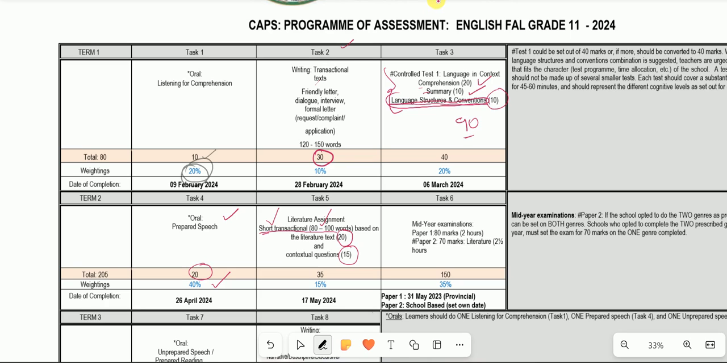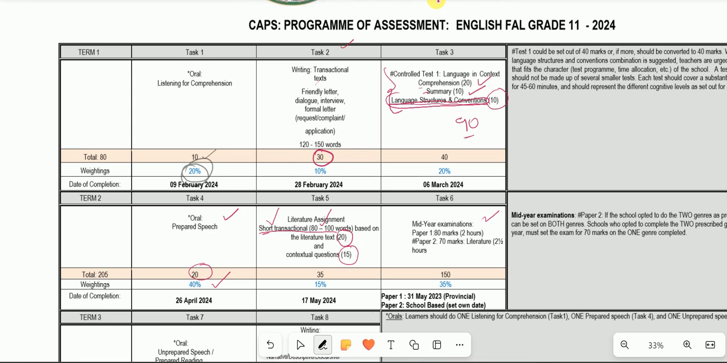And then for the term 2 mid-year examination, you are only going to write 2 papers. The first paper is going to be paper 1 out of 80. Bear in mind that you wrote paper 1 in term 1. However, it was only 40 marks. So now in June, you are going to be exposed to a fully fleshed paper 1. That will be comprehension, summary, advertisement, cartoon, and the language section out of 20 marks.